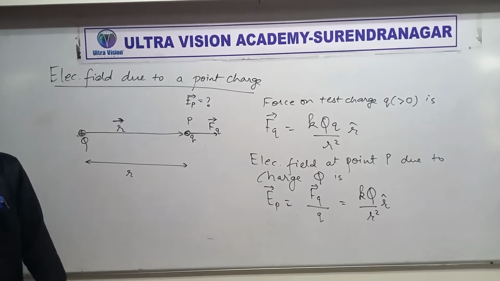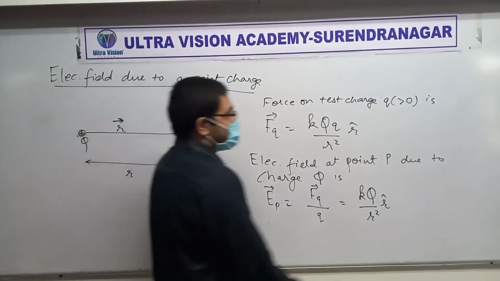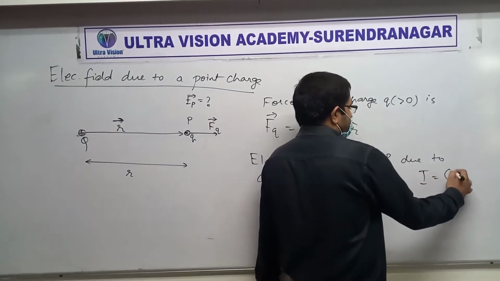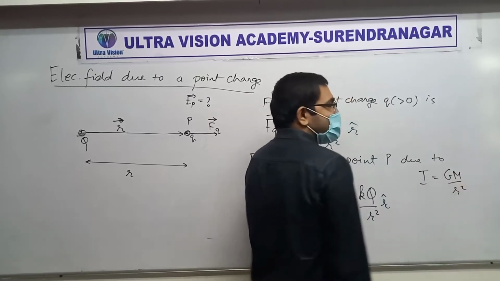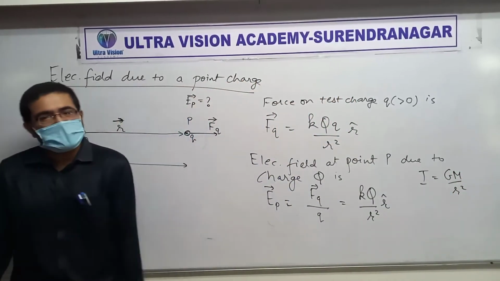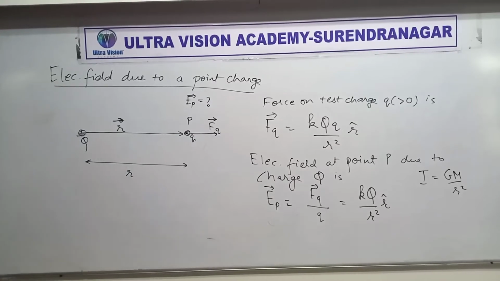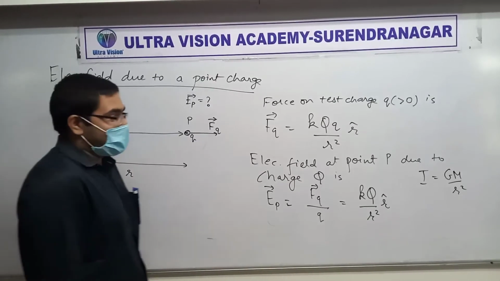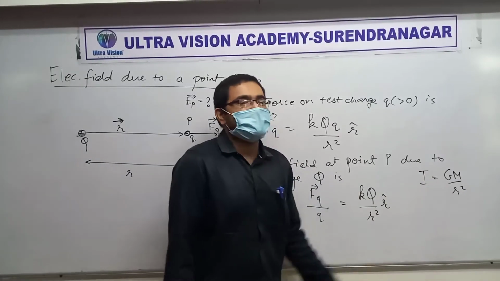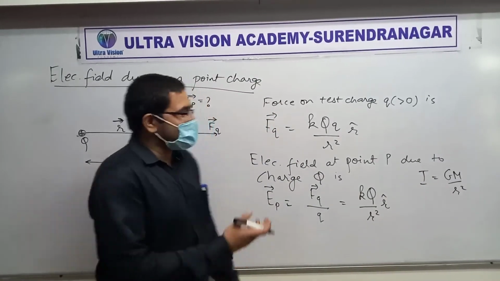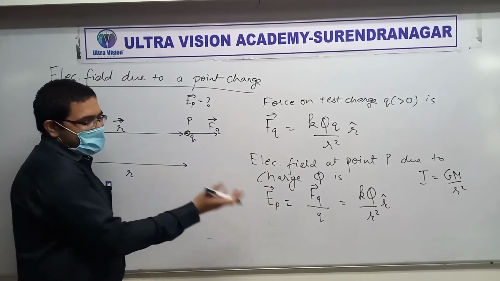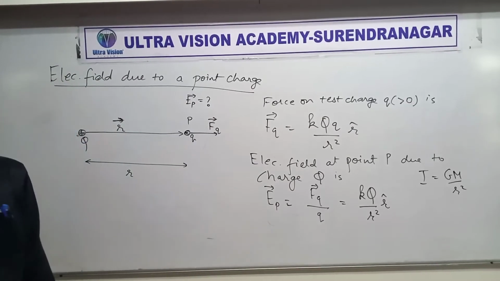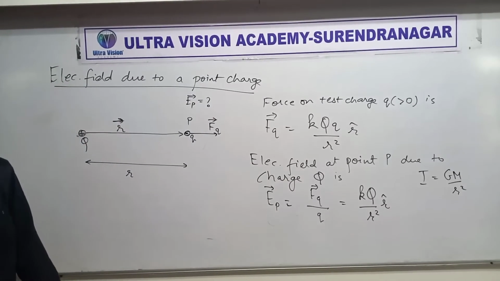Doesn't it look familiar? Do you remember? Yes. See, nothing new. Like I said, this is just the gravitation chapter in a different form. I equal to Gm by r square was gravitational field intensity. This is electric field intensity, Kq by r square.